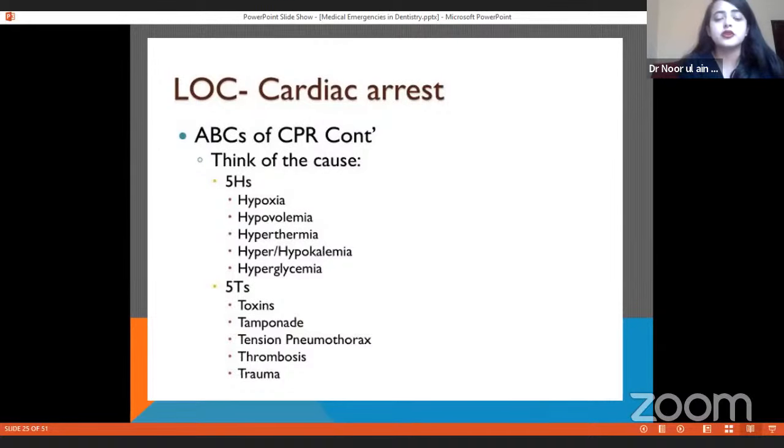ABCs of CPR continues. Okay, think of the causes. There are 5 H's: hypoxia, hypovolemia, hypothermia. Hypoxia is when you're not breathing well, with difficulty and breathlessness. Hypovolemia, hyper or hypokalemia, that is an increase or decrease in the level of potassium. Hyperglycemia, your glucose is increasing. Hyperthermia, if your temperature increases. And there are 5 T's: toxins, tamponade, tension pneumothorax, thrombosis, and trauma.